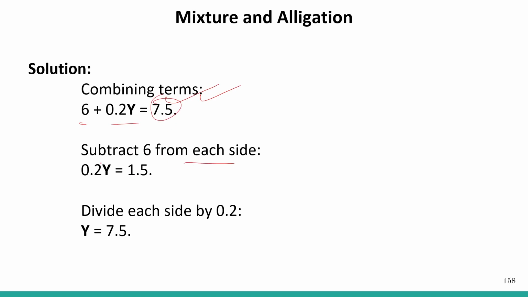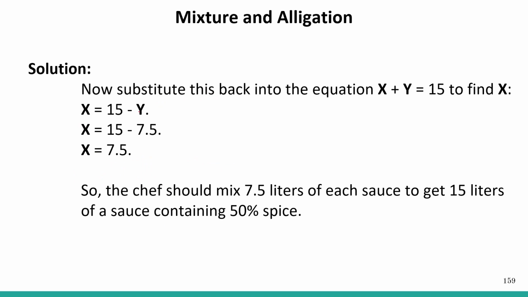So subtract 6 from each side. So 0.2y is equal to 1.5, right? So divide each side by 0.2. So y is equal to 7.5 will be the answer. Now substitute this back into the equation x plus y is equal to 15 to find x. X is equal to 15 minus y, so x is equal to 15 minus 7.5. So the answer will be 7.5. So the chef should mix 7.5 liters of each sauce to get 15 liters of sauce containing 50% spice.